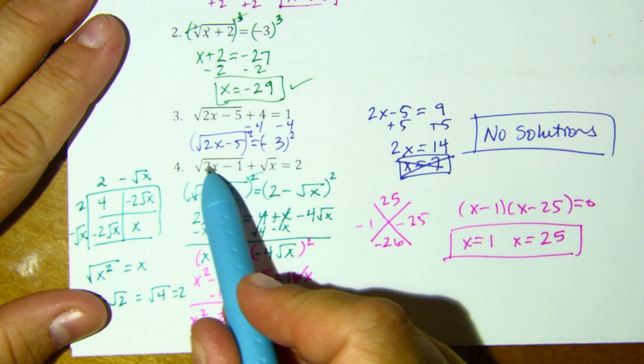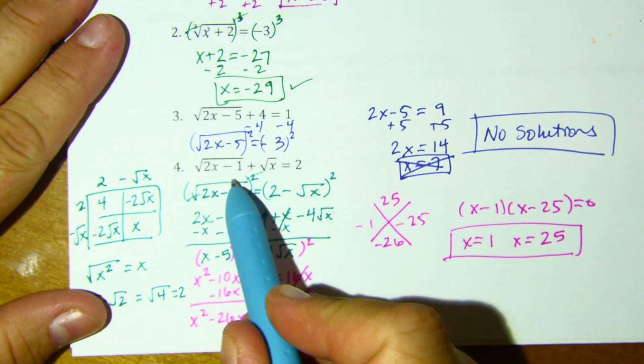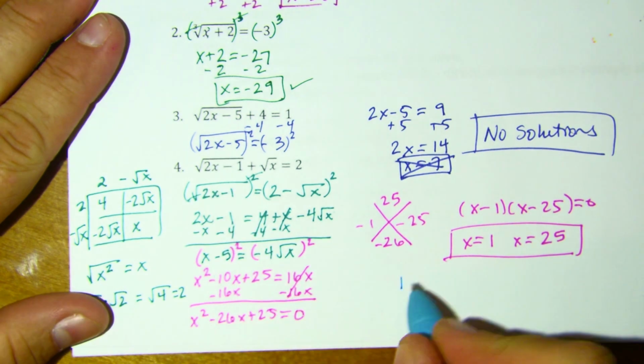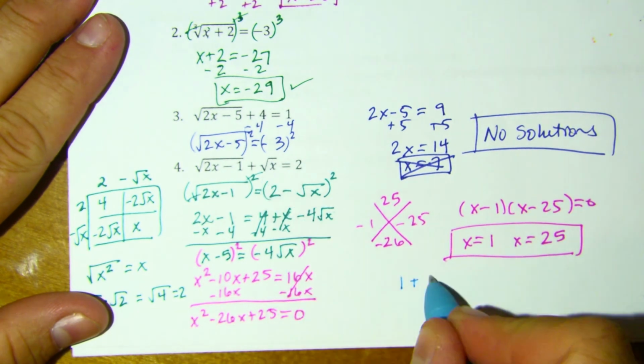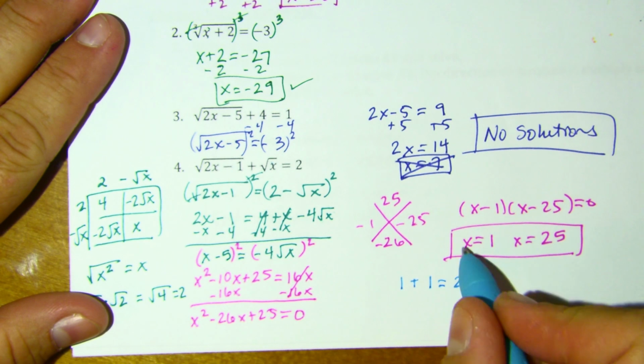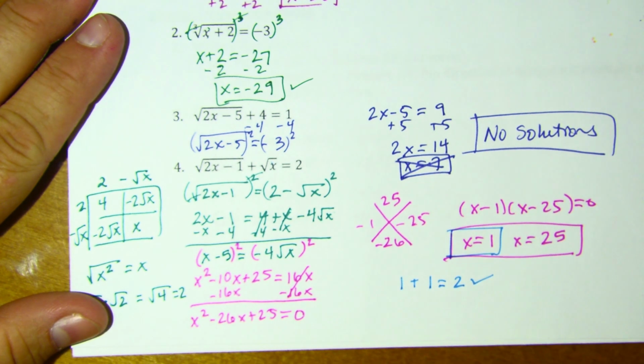1 times 2 is 2. 2 minus 1 is 1. The square root of 1 is 1. Plugging in 1 here, plus square root of 1 is 1 equals 2. So this one does, in fact, work out.